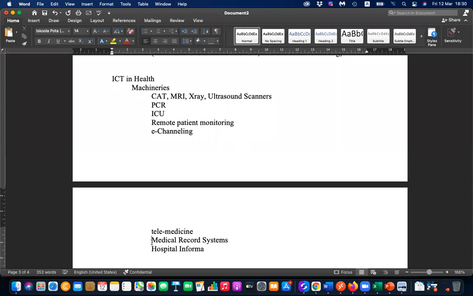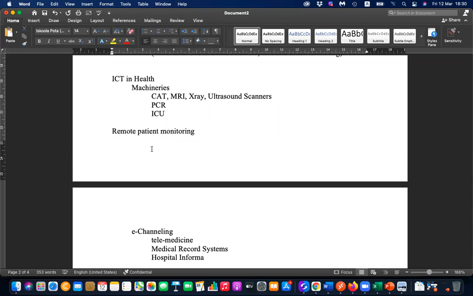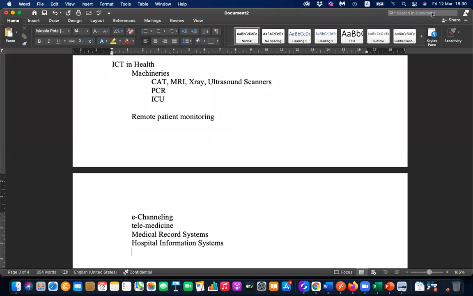Those are not machineries, right? These are some other concepts, not machineries. E-channel, telemedicine, medical record system, hospital information systems. So those are some additional things other than the machineries. Okay, I got a few more. Yes, gamma scanners, sonar scanners, gamma rays, PET machines. PET is also a scanner. And you can use blood pressure monitoring and blood sugar monitoring.